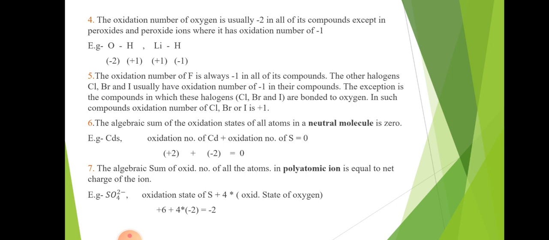These are the rules to calculate the oxidation number or oxidation state. And remember one more point: the oxidation number of an element can be positive or negative, and a whole number or a fraction. With these rules, we have completed the redox reaction in terms of electron transfer and oxidation state.